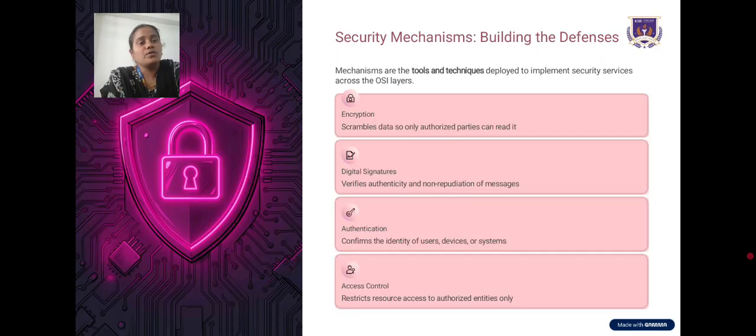Next one is security mechanisms, building the defense. Mechanisms are the tools and techniques deployed to implement security services. These are all the tools and techniques. First one is encryption. Encryption means it scrambles data so only authorized parties can read it. Second one is digital signatures, which verify authenticity and non-repudiation of messages. Third one is authentication, which confirms the identity of users, devices or systems. Fourth one is access control, which restricts resource access to authorized entities only.